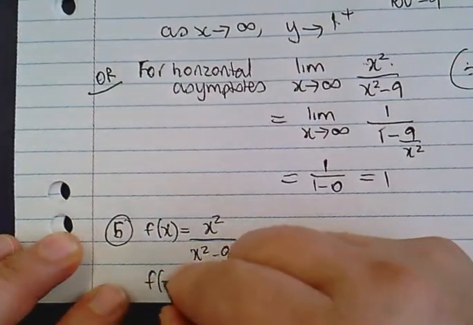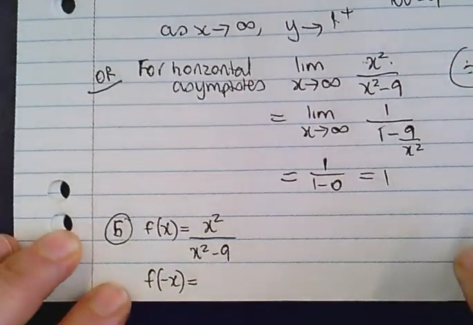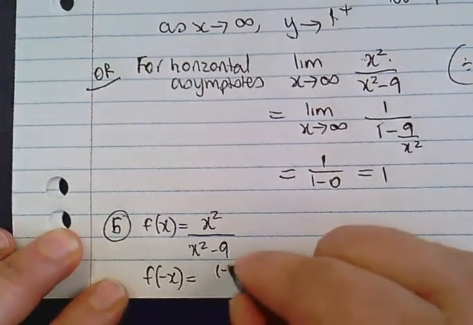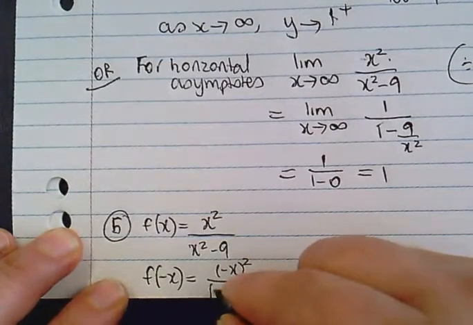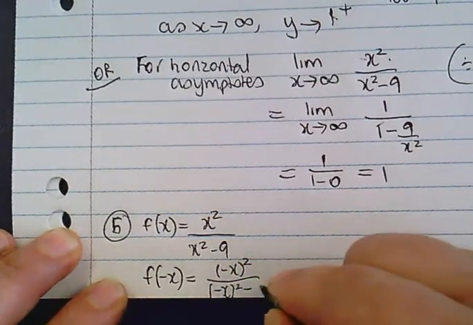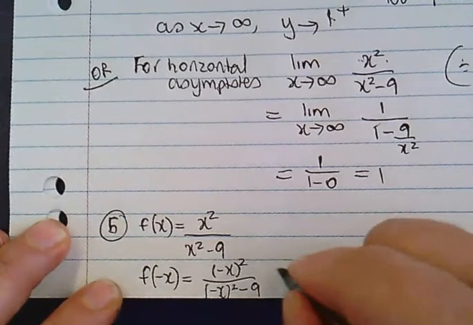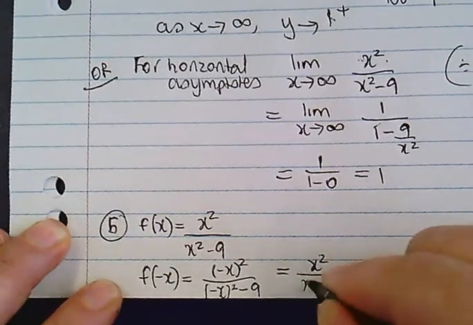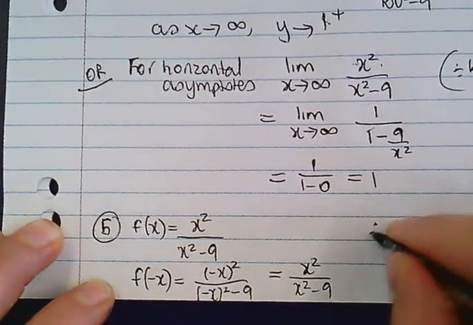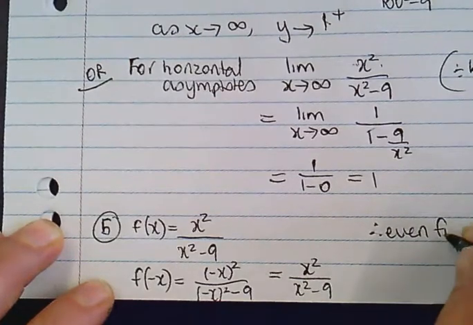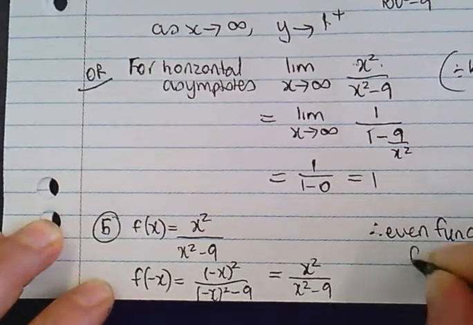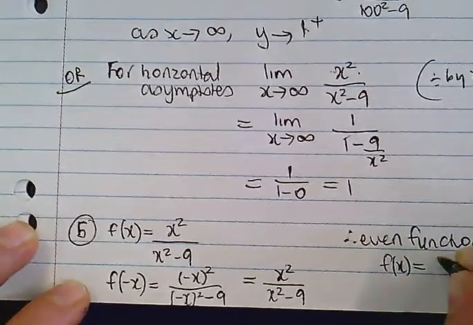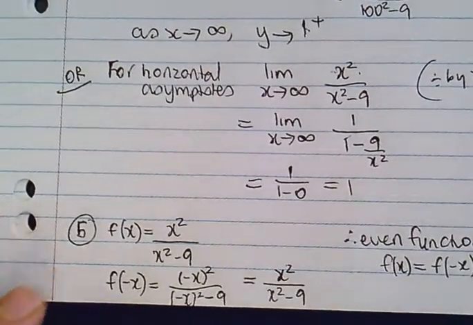Let's look at the function of negative x. Well, you can see what you're going to get: negative x squared over negative x squared minus 9. What do you get? The same. So therefore, it's an even function, because the function of x equals the function of negative x. Do you remember the rule for that?